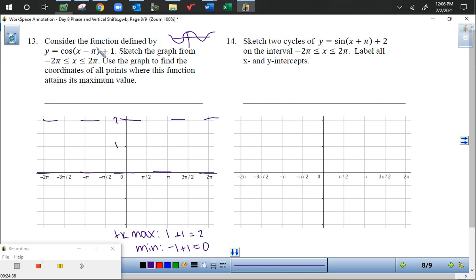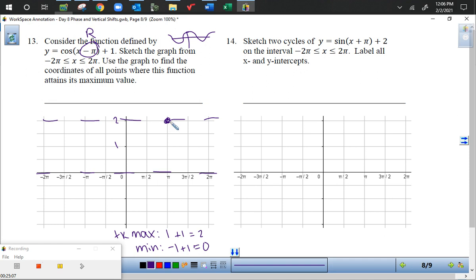Then we just have to figure out what this means so we can graph each of these points. When you see a minus pi, this means to the right pi. So every time we plot a point, we're going to make sure that we move it over pi. So cosine starts at the max, and before I plot that, I'm going to move it to the right pi. So I'm going over and plotting my point there.